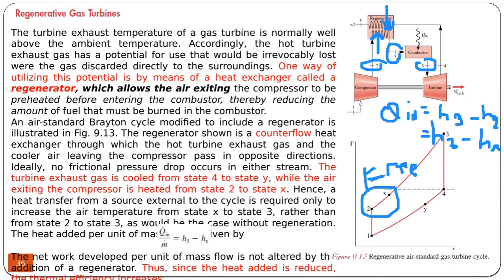Of course, in this case, the exit of the turbine is not H4, but it becomes Y at the exit of the regenerator, because the heat is transferred to the other fluid. And this is the heat given from the regenerator. This is the heat taken from the gas at the exit of the compressor.